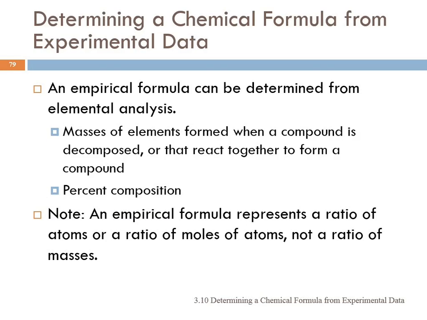We can also use a percent composition to get an empirical formula. Empirical formulas, remember, are from experiment, and they give the smallest whole number ratio of elements. It's not actually the number of atoms necessarily in a unit or a molecule, and it's not the ratio of the masses. It's the particles.